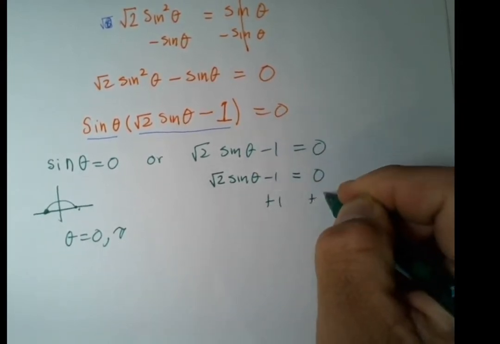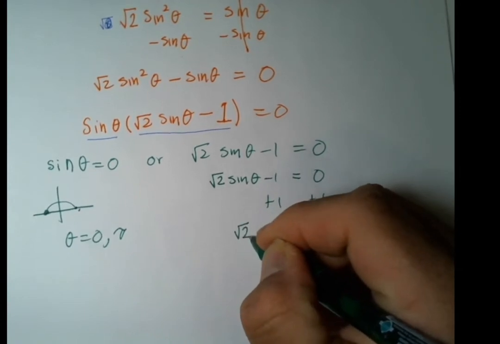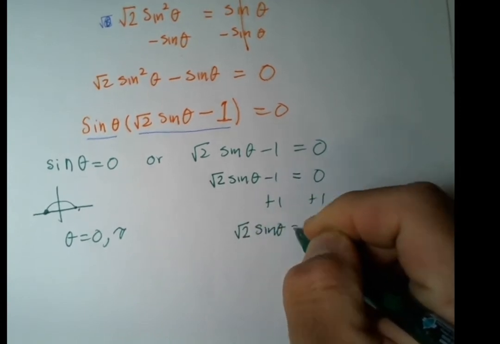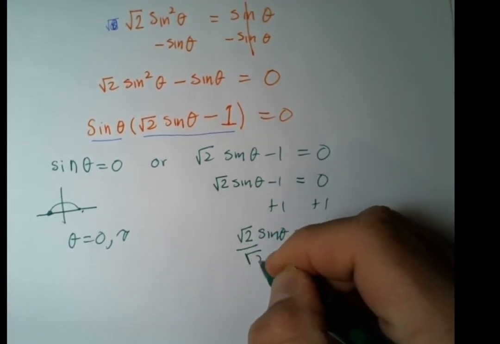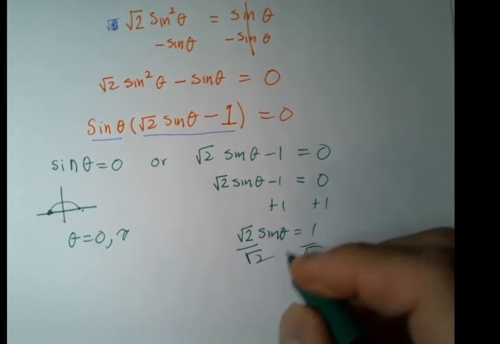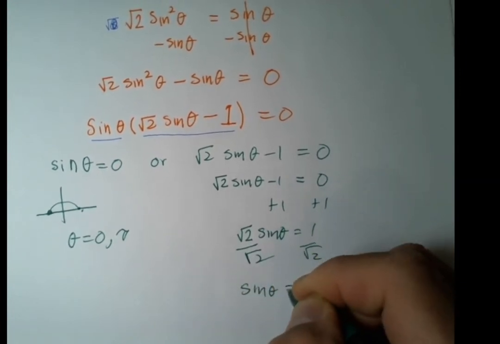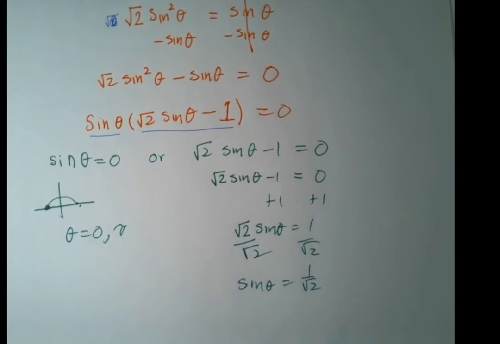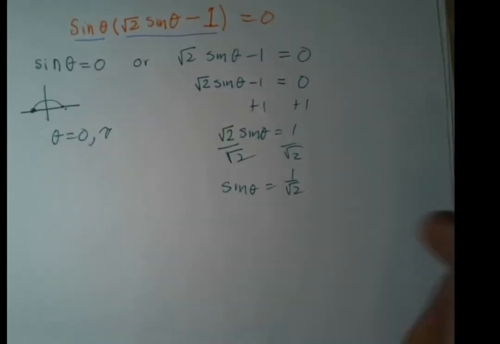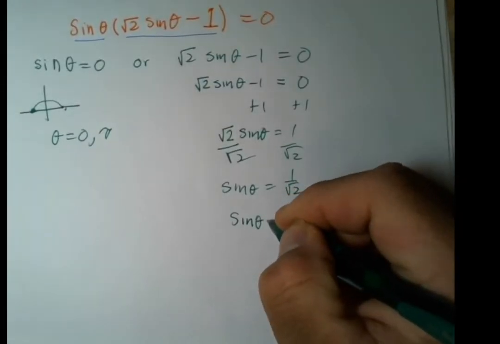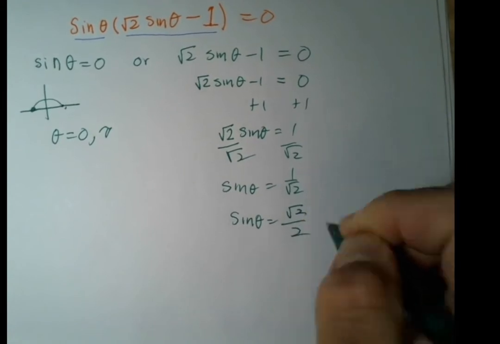Here, add 1 to both sides. So we get root 2 sine theta equals 1. Divide by root 2. Sine theta is equal to 1 over root 2. Rationalizing the denominator, we get sine theta equals root 2 over 2.